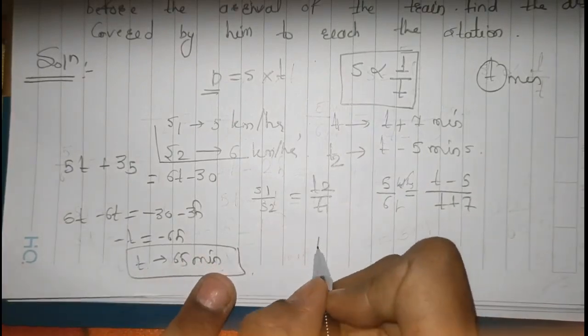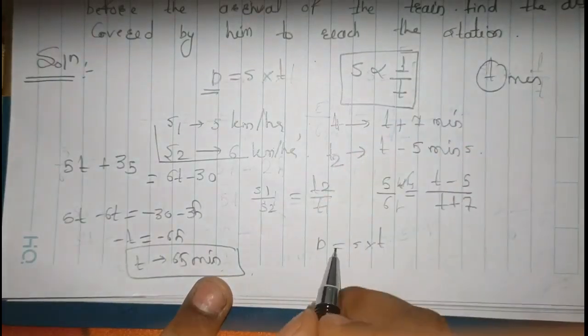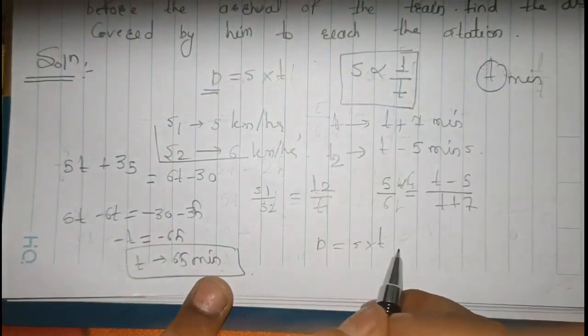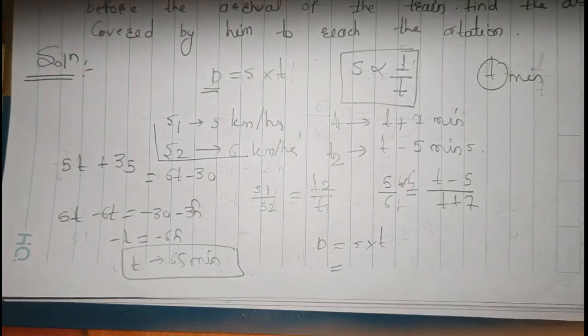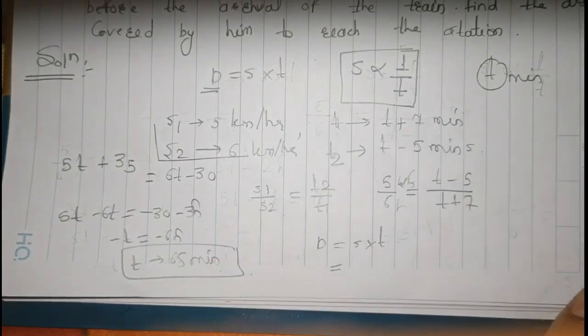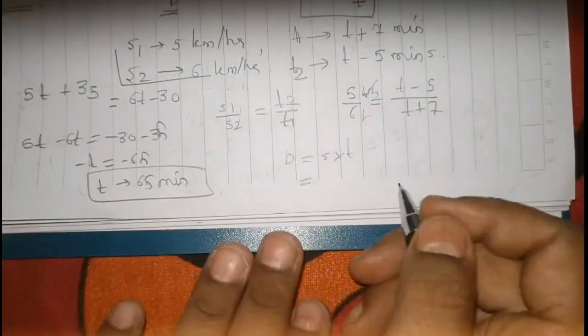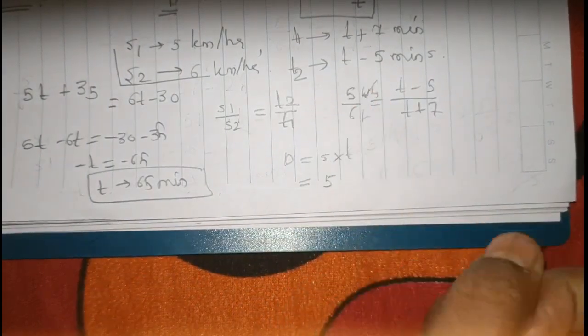Now what do we need to find out? We need to find the distance, which is equal to speed into time. You can consider either of the speeds, 5 or 6. Let's just consider 5. And now when solving this, you have to consider the units.